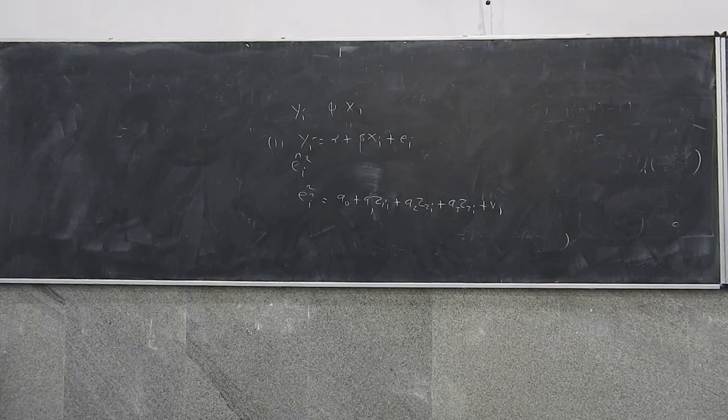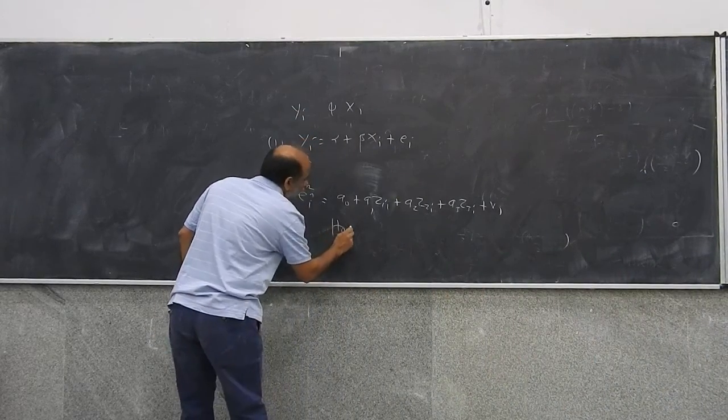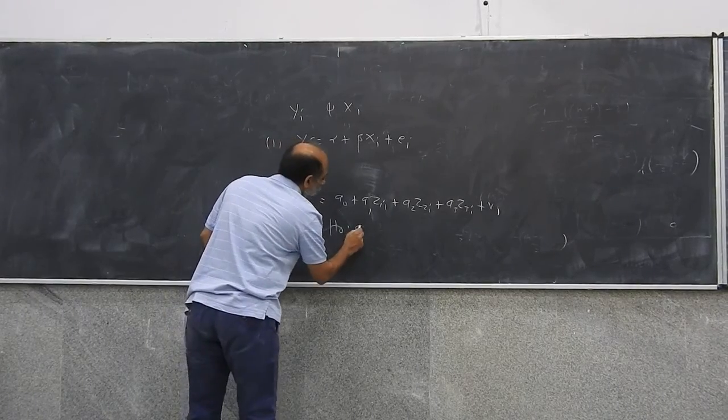So a1 is equal to a2 is equal to a3 is equal to 0. If a1, a2, a3 are all 0, then sigma i square is alpha 0, a0. It is a constant. It doesn't depend upon z1, z2, z3. So we test for the null hypothesis H naught: a1 equals a2 equals a3 equals 0.